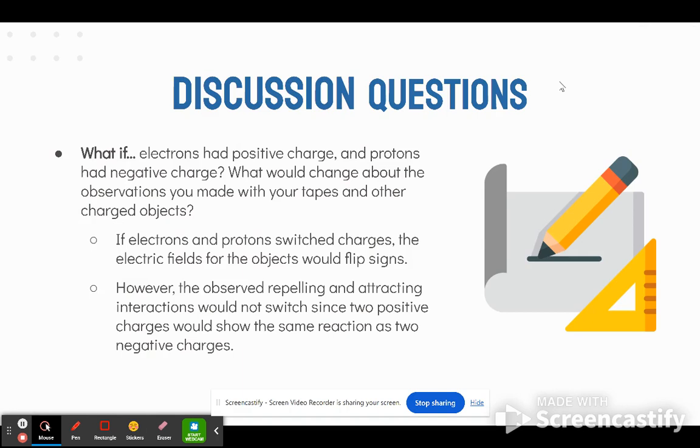So to further think about the physics concepts in this lab, we can look at the discussion questions. If the electrons and protons switch charges, the electric fields, I said, would flip signs. However, the observed repelling and attracting of the interactions would not switch, since two positive charges switched to two negative charges would still repel each other.